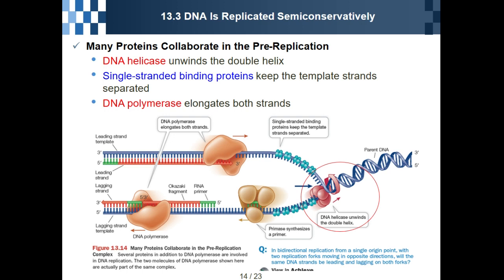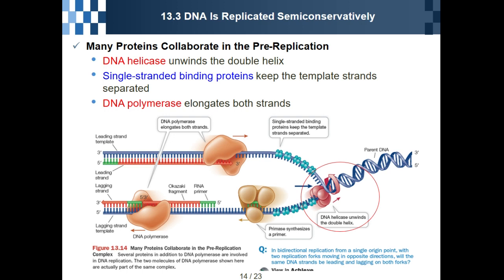Usually the single-stranded binding protein binds to each strand. Without this protein, they would combine again. The single-stranded binding protein keeps the template strands separate. Then there is the leading strand and the lagging strand, and DNA polymerase binds and elongates them like this.